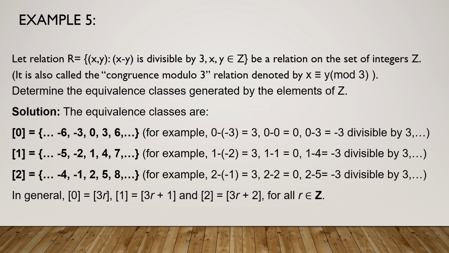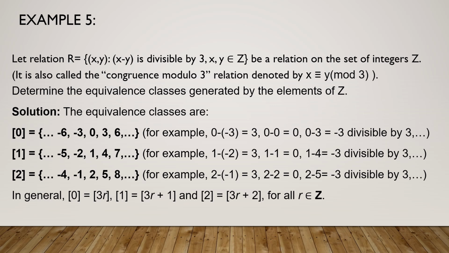Like for example, you have 0, 1, 2, 3, 4, 5, 6, 7, 8. Correct? In this way it will go on. And here on this side, minus 1, minus 2, minus 3, minus 4, minus 5, minus 6 and so on. So the union of all these 3 will be the whole set of integers.